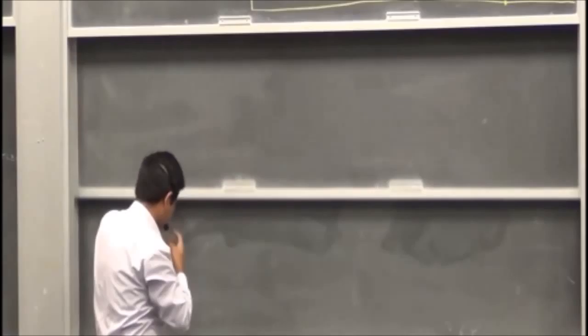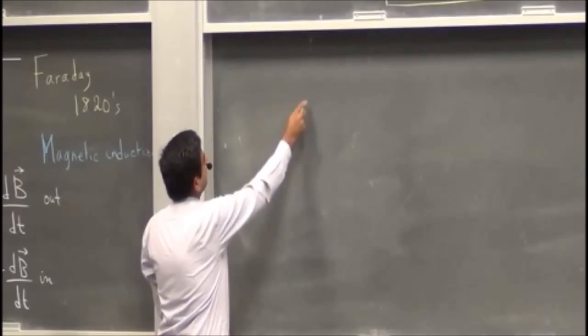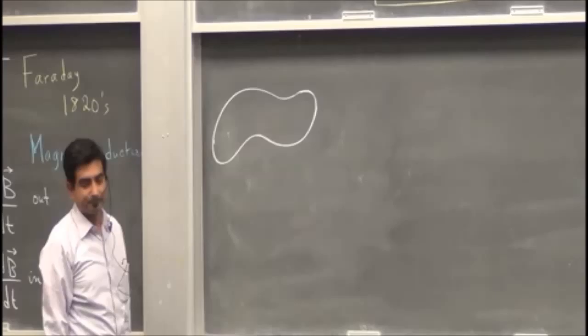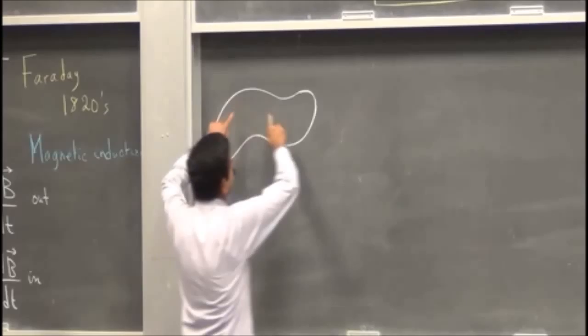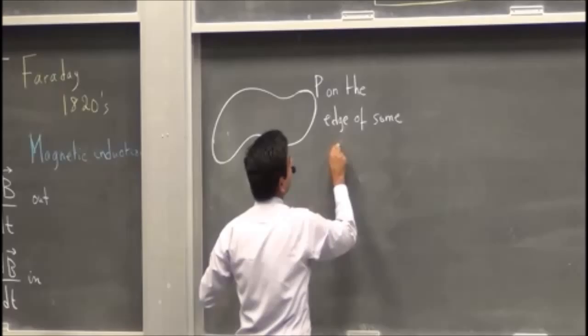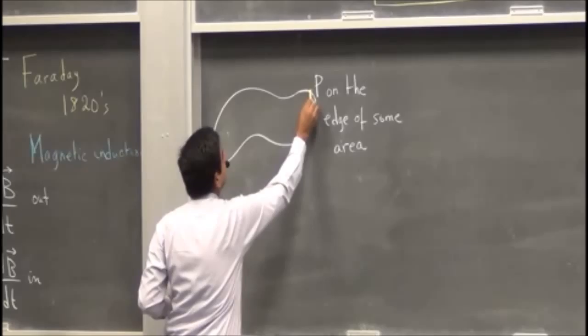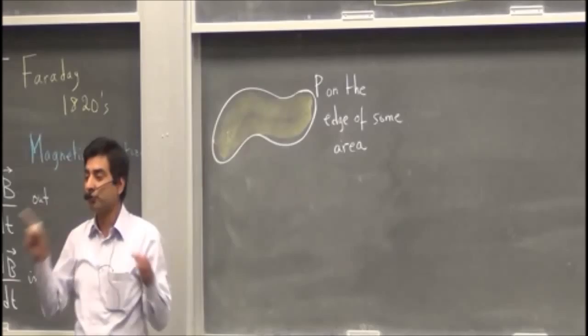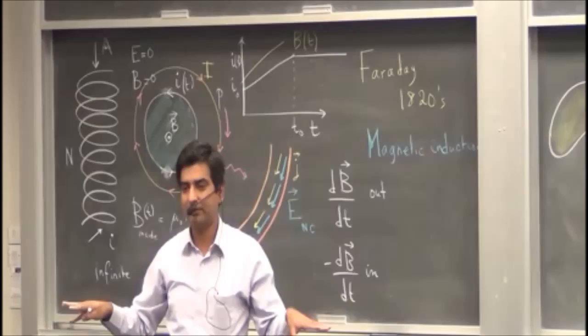Let me make recourse to Ampere's law, because you've already seen this kind of construction in Ampere's law. In Ampere's law, you have a closed path, some path, and you find the total current. Now this path, let's call it P, is on the edge of some area. The area is shown in this light yellow color here.